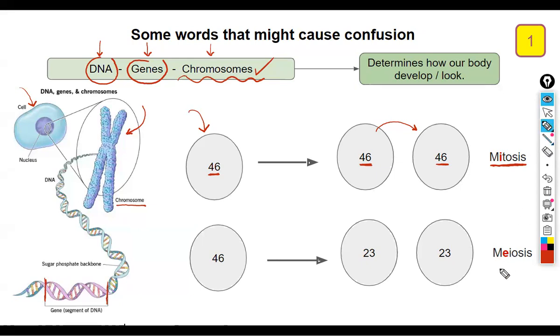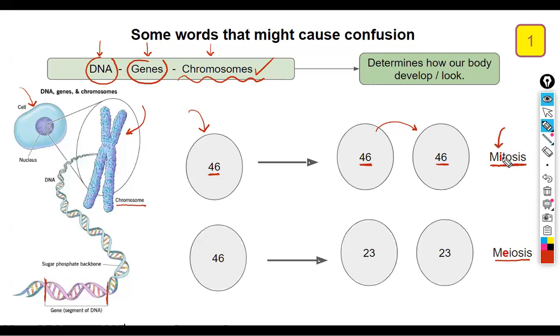Now you probably figured out why I needed to explain this at the beginning of class. Because a lot of students, you can imagine, will mix up the word mitosis with meiosis. The words are so similar. But there's a very easy way to remember.